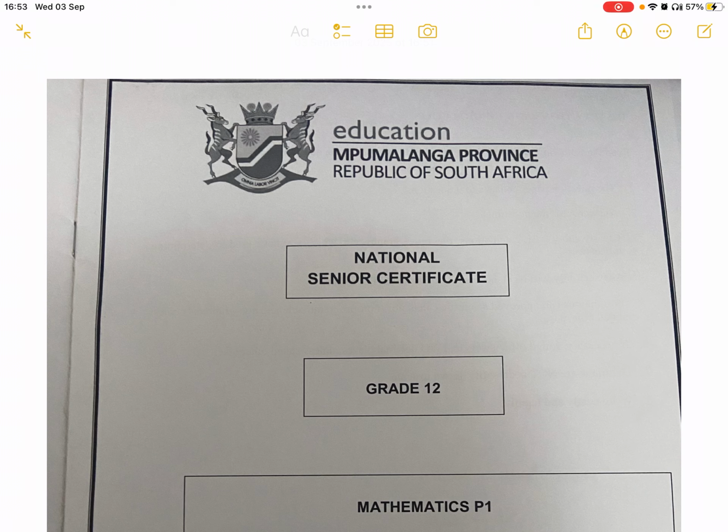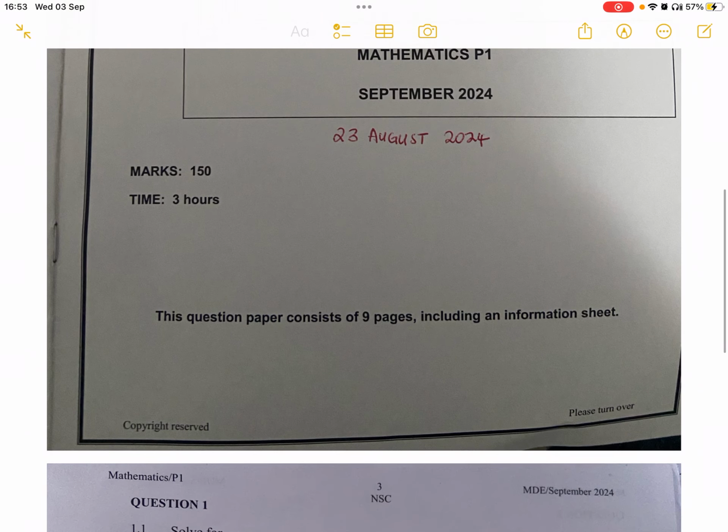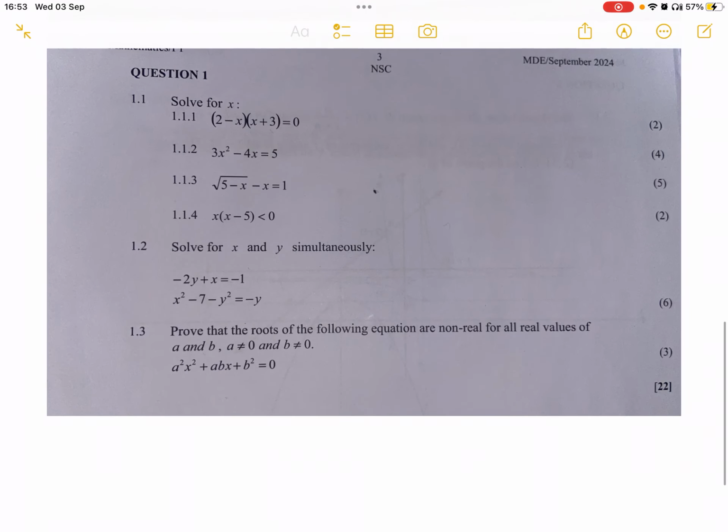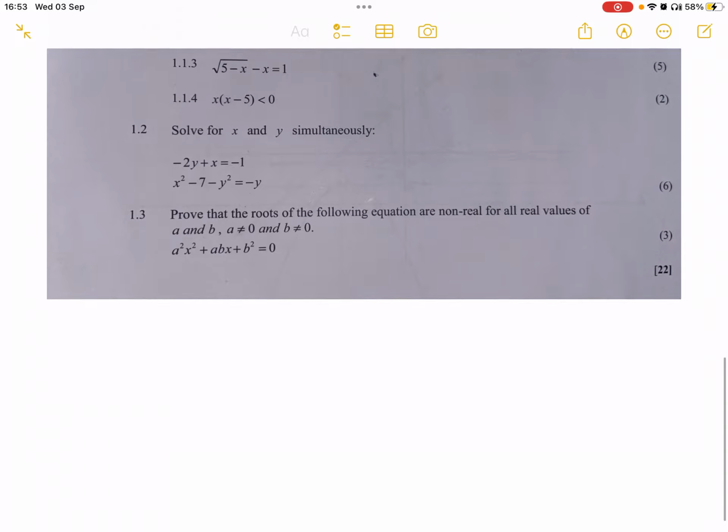We're back with our preparations for the trial exam for mathematics. Today we're looking at mathematics paper 1 from Mpumalanga, which was done last year. First question, algebra. In question 1, which is algebra, this can be done by learners who are also doing grade 11. So let's get right to it.